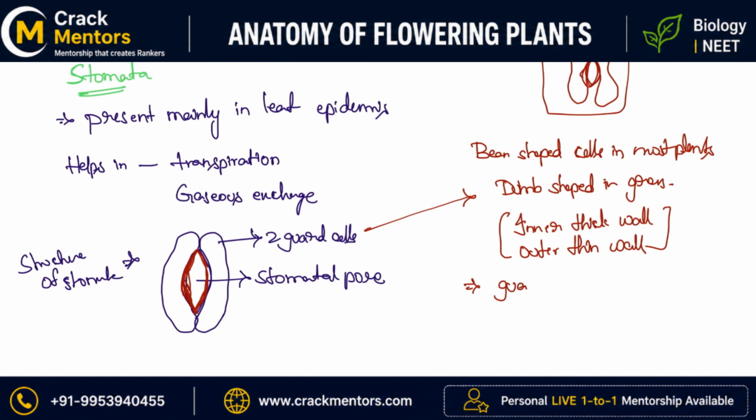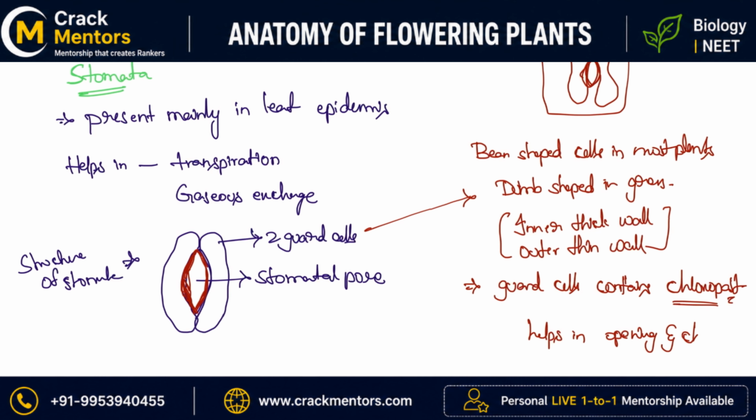Another important point is that the guard cells consist of chloroplast. What is chloroplast? Chloroplast is a cell organelle that helps in opening and closing of stomata. So guard cells contain chloroplast. Guard cells help in the opening and closing of stomata. Guard cells also consist of chloroplast. Chloroplast consists of chlorophyll. Okay, guard cells help in opening and closing of stomata.